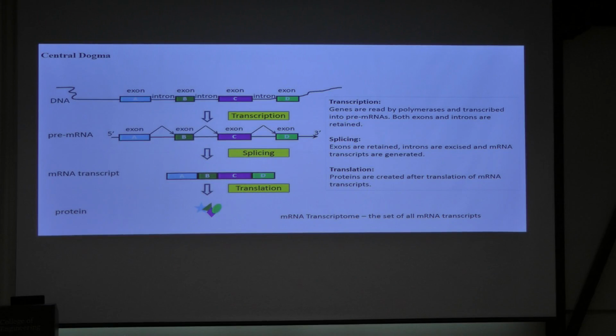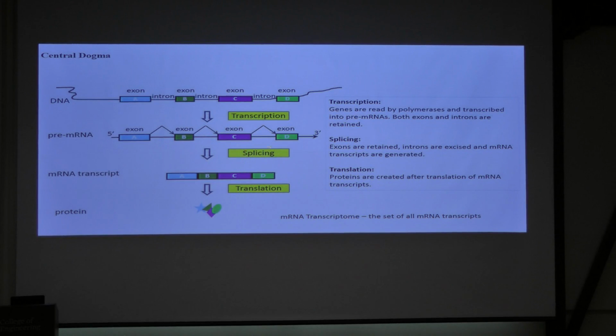From the central dogma, we can tell how the proteins are created from the DNA genes. In the first step, the genes in the DNA will be transcribed into the pre-mRNAs. In each gene, there will be multiple exons and introns. The exons are the coding regions, and they are separated by the introns. In the first step, both the exons and the introns will be retained, and the pre-mRNA will be created.